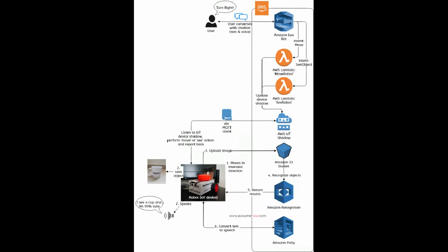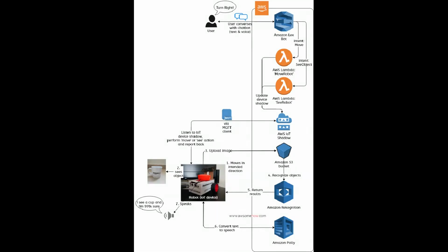The user converses with a chatbot that's powered by Amazon Lex. Amazon Lex is a service that helps understand the intent of a conversation based on text or speech input. Amazon Lex identifies the intent of the user, and based on that, it is able to trigger certain actions, which in this case are Lambda functions.